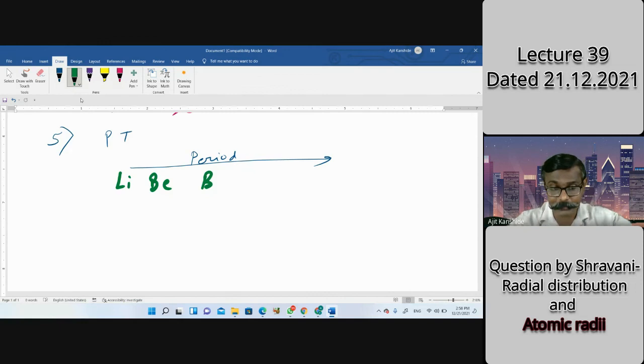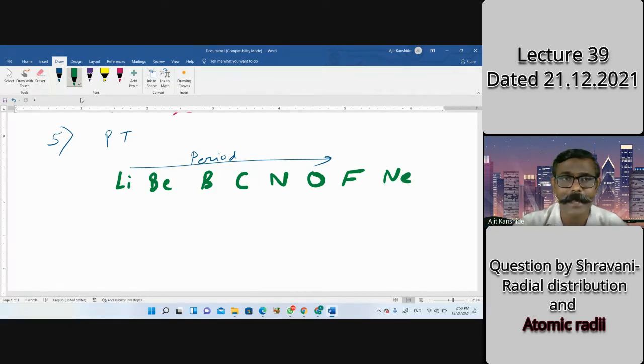Actually in the periodic table, in between, transition series elements are there. But in the second period, those elements are not coming, so I am not representing them. In the periodic table, there is a gap. Lithium, beryllium, after the gap, there is boron, but here I'm representing it continuously. Boron, then carbon, then nitrogen, then oxygen, then fluorine, and last there is neon. It is a period. So as I move from left to right across a period, the atomic or ionic size.